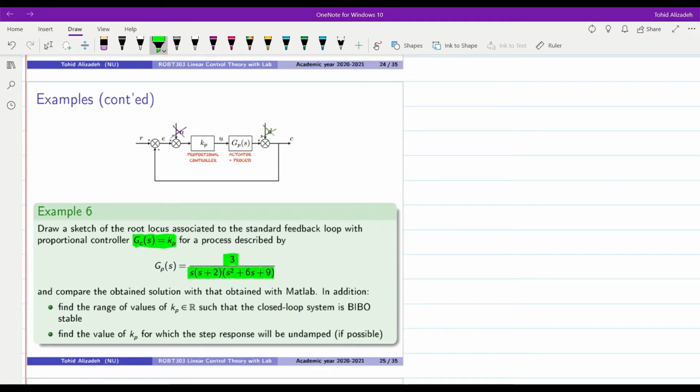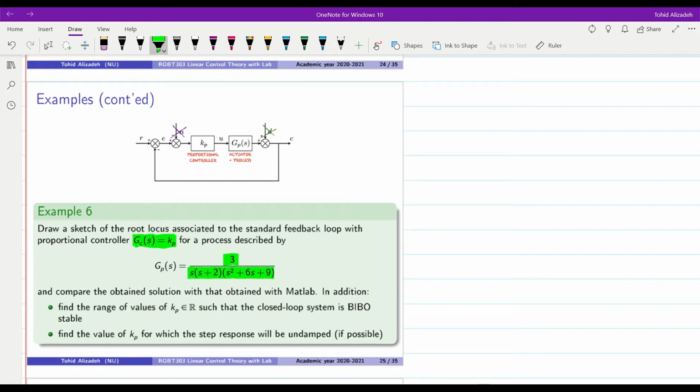We want to draw it and then compare the result with Matlab and then determine the range of values for kp such that the closed loop system is stable. We also want to find the value of kp for which the step response will be undamped, if it is possible. So if the branches cross the imaginary axis indeed.